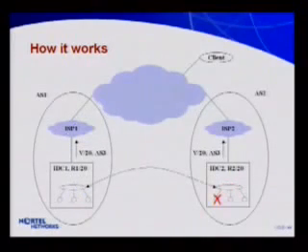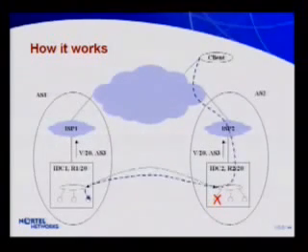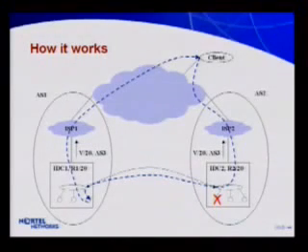Okay, but if the local server fails, then the advertisement doesn't stop because the load balancing device is still up, and we use tunneling. So we establish a tunnel between these two load balancers, and we forward this traffic to the other location over this tunnel. Then the server replies back directly to the client.